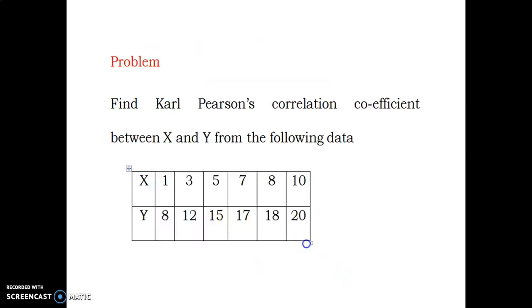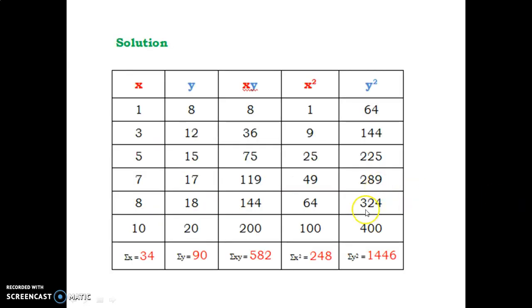Let us see a problem to find the correlation coefficient between two variables x and y. The problem is: find Pearson's correlation coefficient between x and y from the following data. The values of the two variables x and y are given. The number of data here are 6: 1, 2, 3, 4, 5, 6. So n takes the value 6.